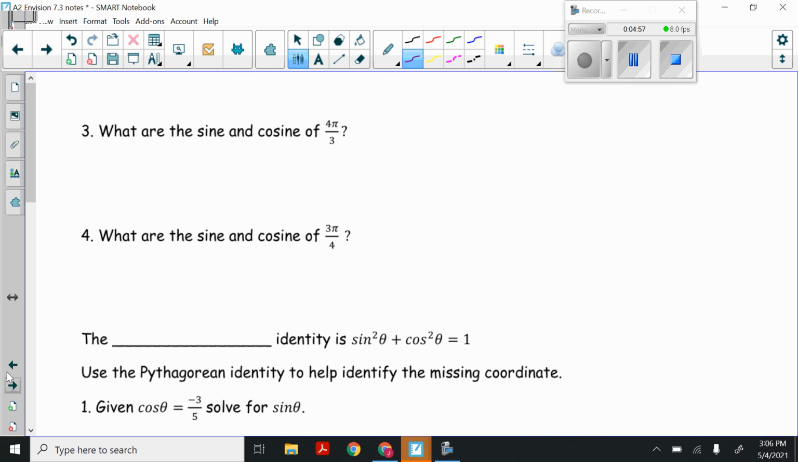So turn it over. Number 3, what are the sine and cosine of 4 pi over 3? So again, cosine of 4 pi over 3, sine of 4 pi over 3. We're giving exact values. So we find 4 pi over 3 on our unit circle. We see that that is the same thing as 240 degrees, or quadrant number 3.